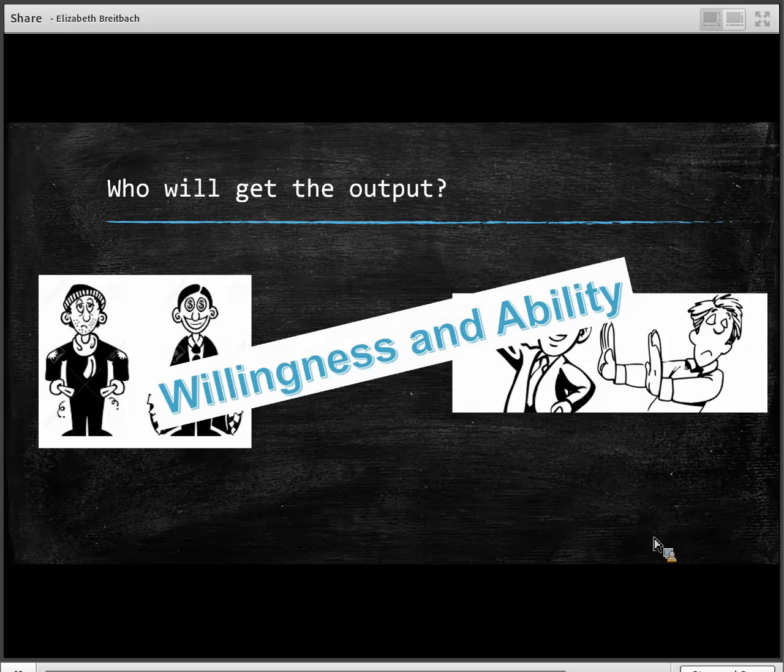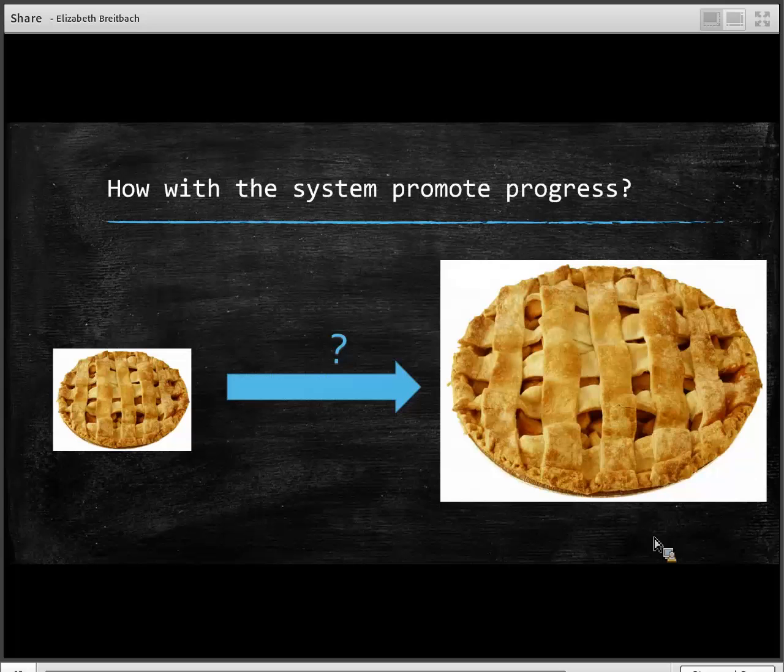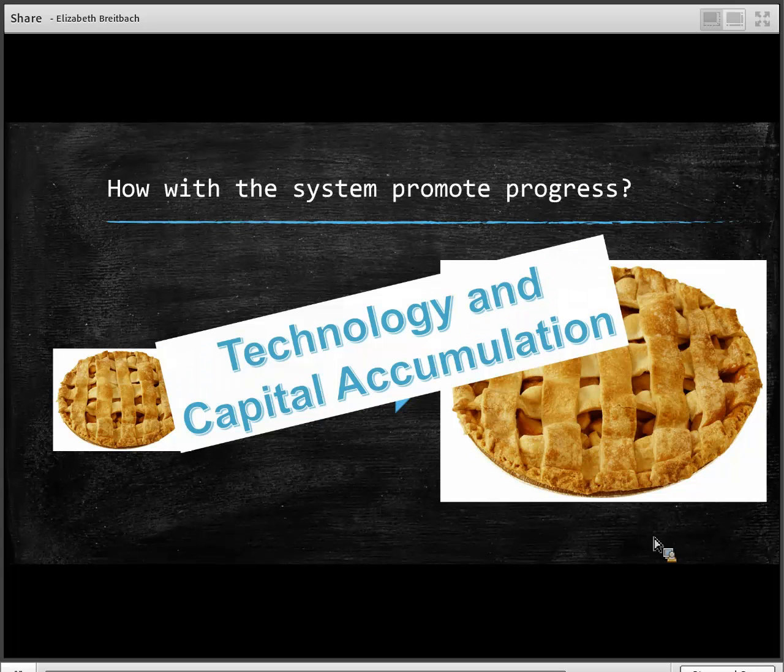And then finally, how will the system promote progress? How can we increase the size of our economic pie? How can we produce more goods and services in the future than we are today? This is all about technology and capital accumulation, which is key within the market system. The market system promotes that self-interest that motivates us to strive for more income and more profits in the future. We do that through technological development and capital accumulation.